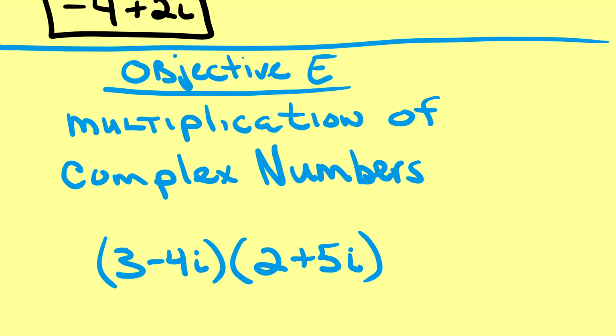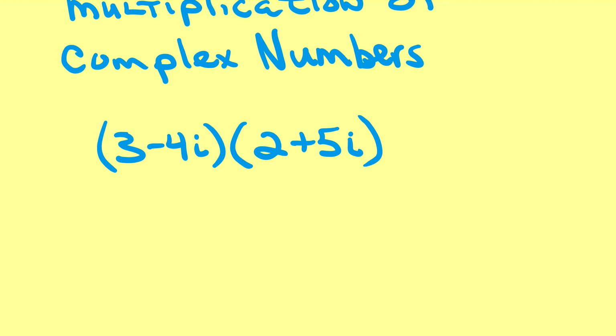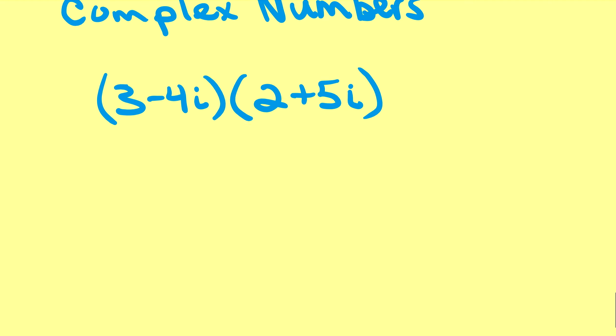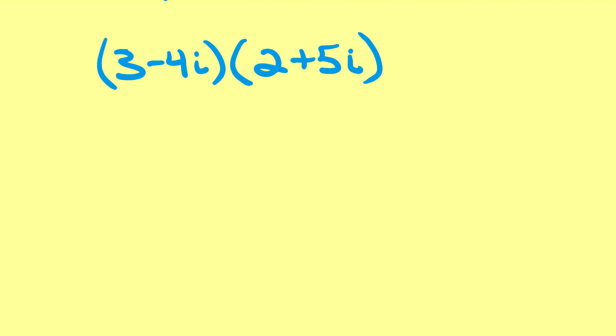Here for objective E now, we're going to learn to multiply complex numbers. Okay, that's our objective. And notice here they take the form of two binomials. So what are you going to do with this? You got it. We're going to FOIL these two guys. And that's what you do when you're multiplying these complex numbers, when they're in two binomial form like this. Okay, so let's see what happens though when we're multiplying imaginary numbers, complex numbers. All right, so let's FOIL this.